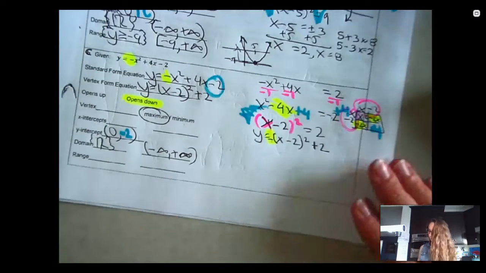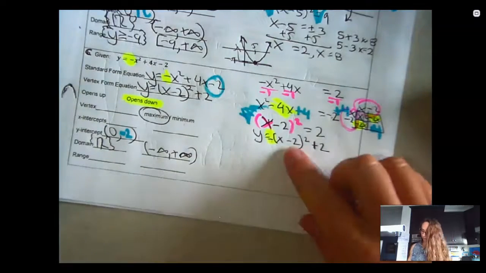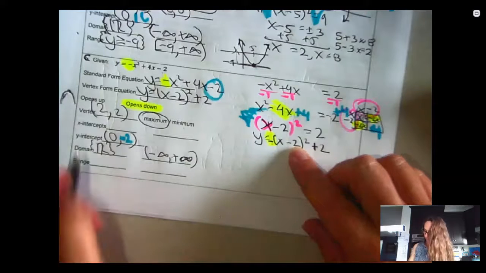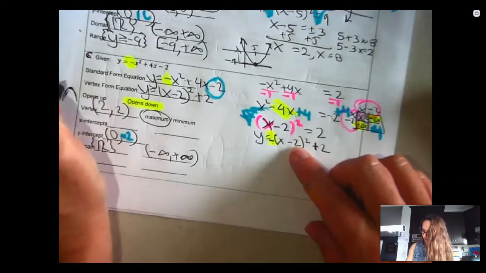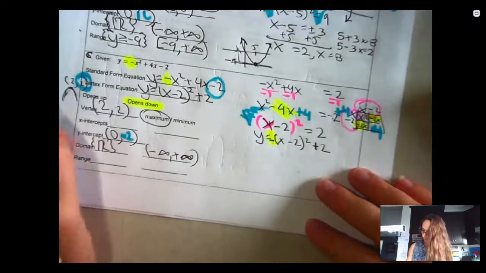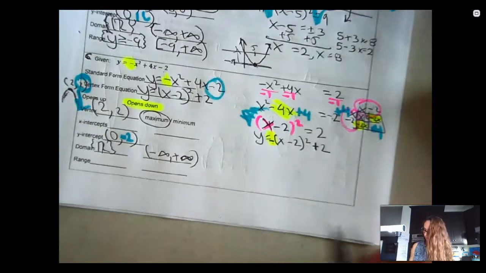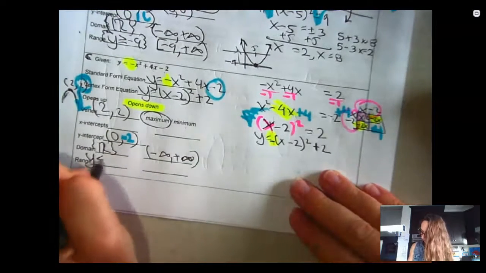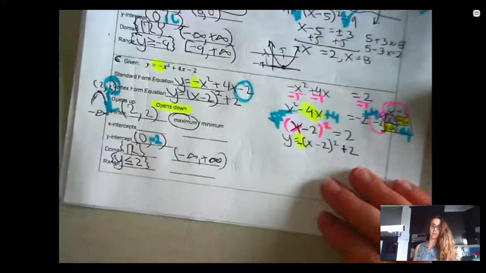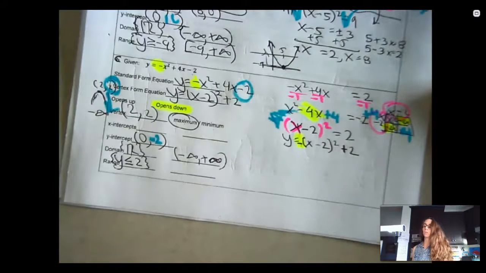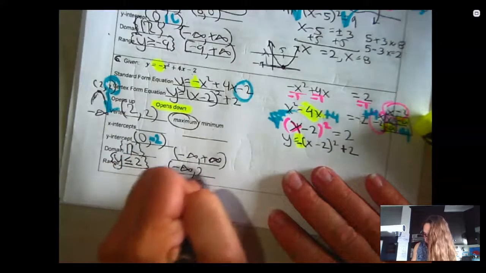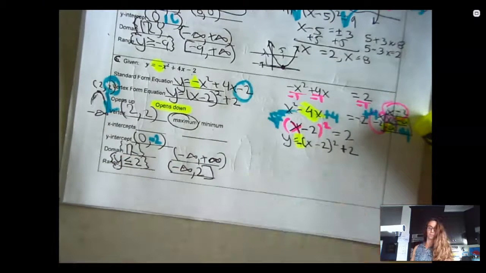Okay, we'll work on this more, don't worry. That means your vertex is (2, 2). I like that. Now I can do my range, right? Because if this is (2, 2) and it's going down, that means y is less than or equal to 2, and we're going towards negative infinity. Now in interval notation, you always put the smallest first, and negative infinity is way smaller than 2.